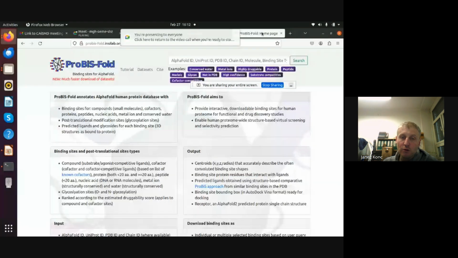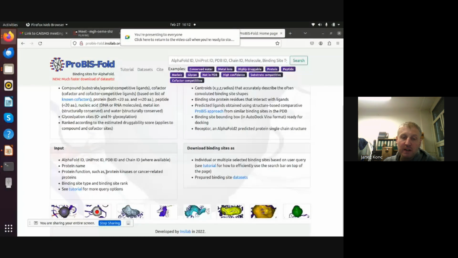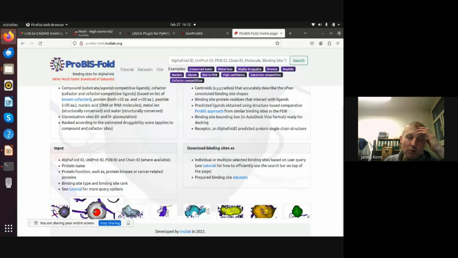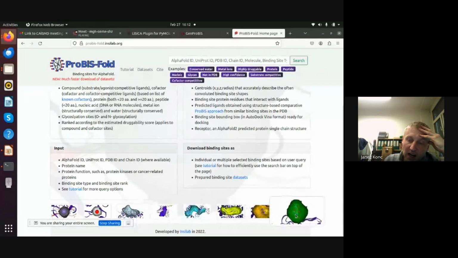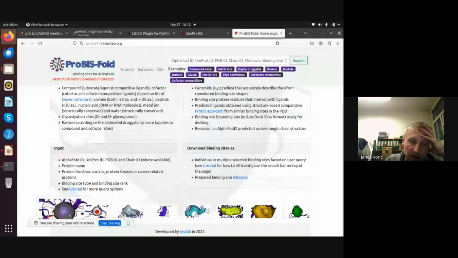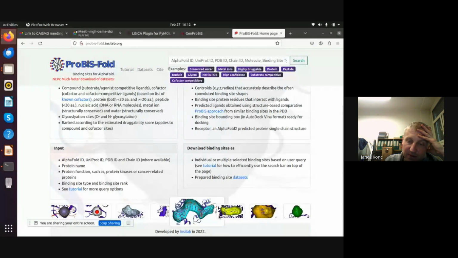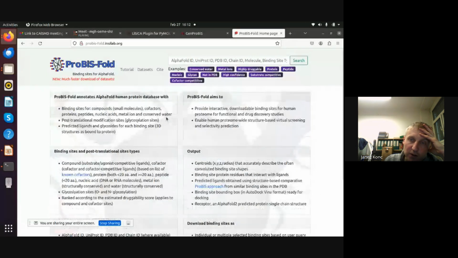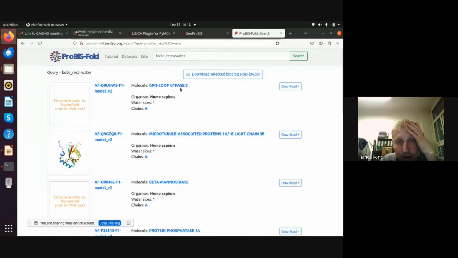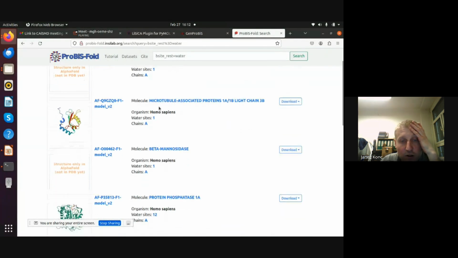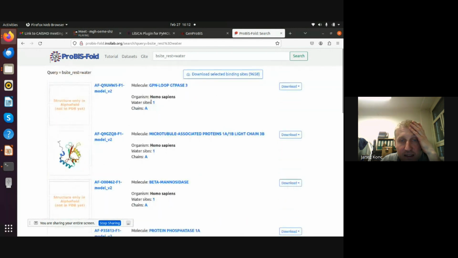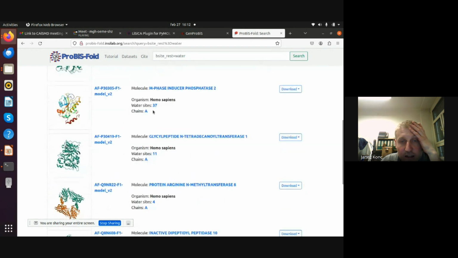It has all these human AlphaFold protein structures within it, and all these predicted binding sites are in this database for these different ligand types. So here are just examples, conserved waters. Let us focus on conserved waters right now. So these are all these proteins, and we have water sites. One water site on this protein, one water site on this protein, 47 water sites on this phosphatase protein. Let us see this protein.